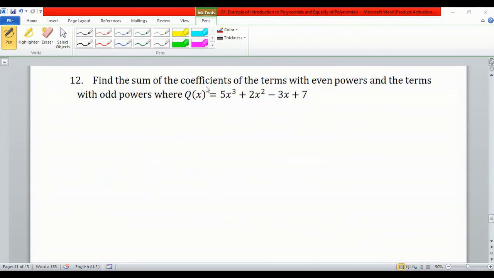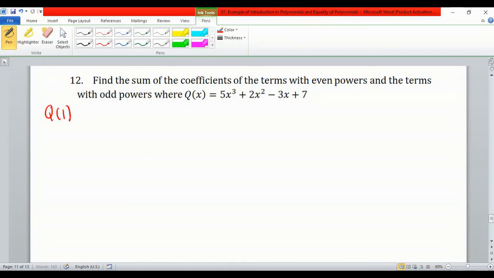Find the sum of the coefficients of the terms with even powers and the terms with odd powers, where P(x) equals 5x power 3 plus 2x power 2 minus 3x plus 7. So from here, we need to find P(1) first.